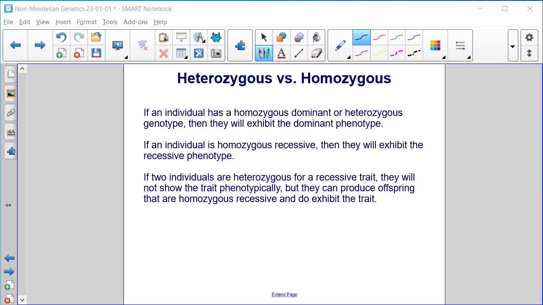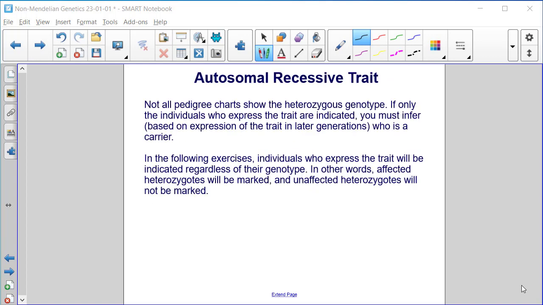Heterozygous versus homozygous. If an individual has a homozygous dominant or heterozygous genotype, then they will exhibit the dominant phenotype. If an individual is homozygous recessive, then they will exhibit the recessive phenotype. If two individuals are heterozygous for a recessive trait, they will not show the trait phenotypically, but they can produce offspring that are homozygous recessive and do exhibit the trait.